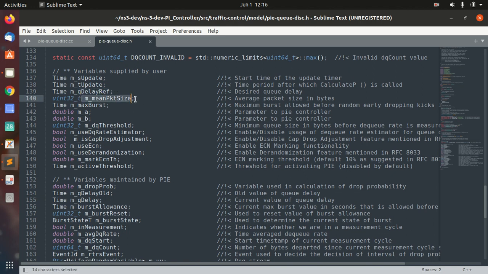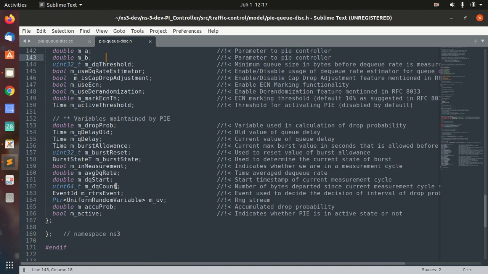The mean packet size. In the real world, the router receives packets of different sizes, but for NS3, for simulation purposes, we consider an average packet size for every packet, and for that we have to use the mean packet size. Also some tuning parameters like alpha and beta, which are constants basically used for the calculation of the drop probability.